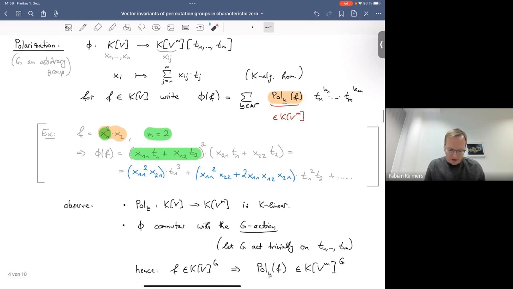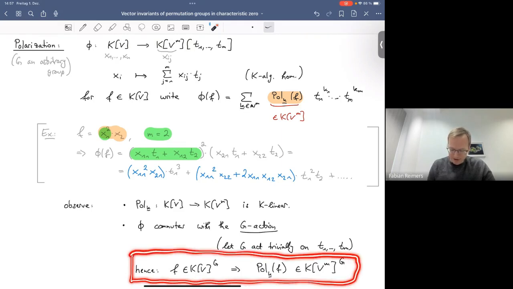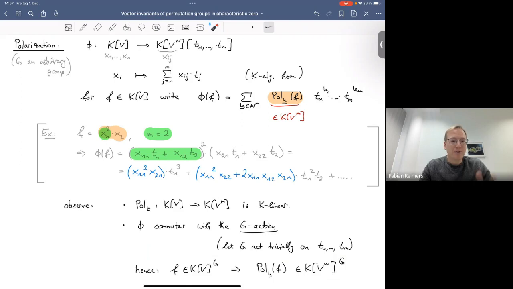So a few observations about this. Why does this appear in invariant theory? First of all, let me just note for later, this map with a fixed multi-index K is from K[V] to K[V^m], and it's a K-linear map. Then this K-algebra homomorphism commutes with the G action. By this we mean we let G act trivially here, and we have a G action here and here, and then phi commutes with the G action. So it is an equivariant map, and this is the argument why this naturally appears in invariant theory, because now we know invariants will be mapped to invariants for the vector invariant case.